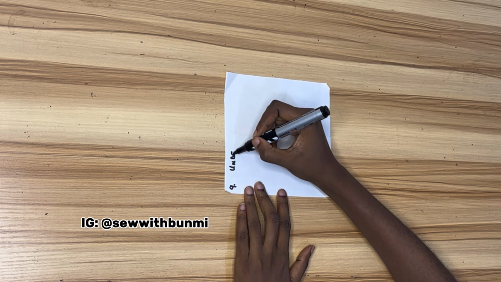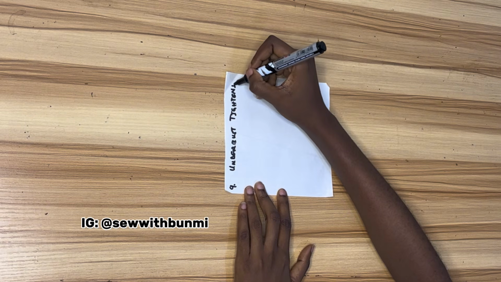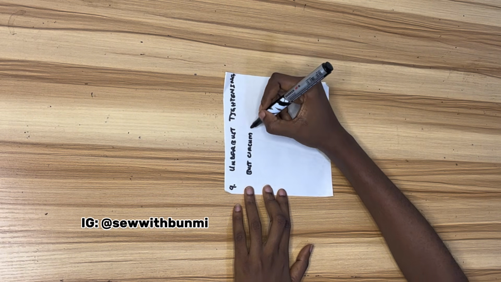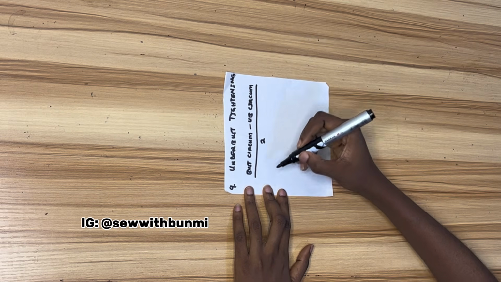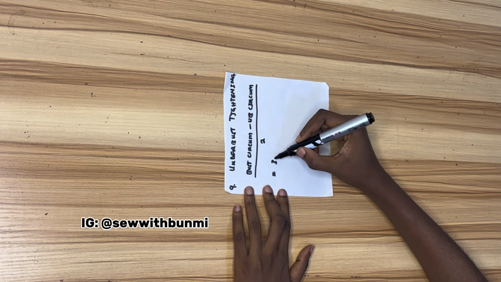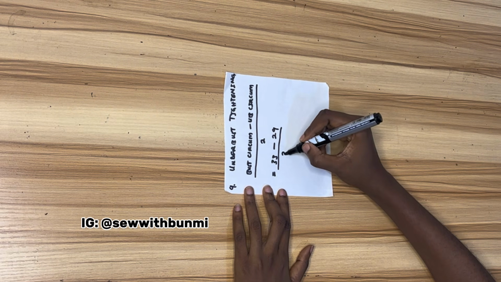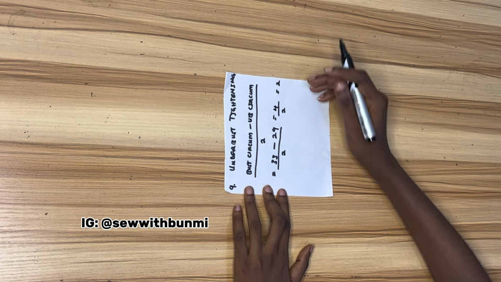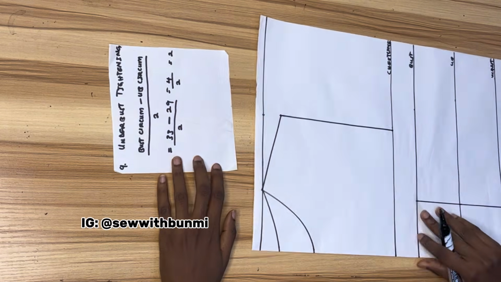So the next formula I'll be working on now is the underbust tightening. The formula is your bust circumference minus your underbust circumference, divided by 2. So for me, my bust circumference is 33 and my underbust circumference is 29. 33 minus 29 is 4, and 4 divided by 2 is 2. So we use this underbust tightening in bustiers. So let's input this on our pattern paper.